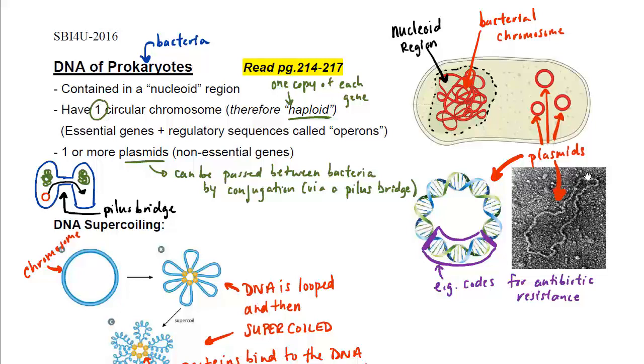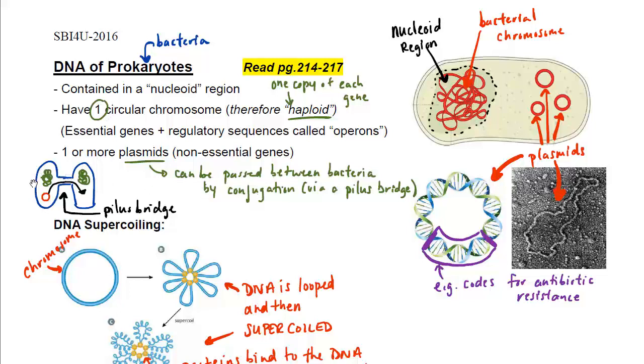So this is what it actually looks like in an electron micrograph picture. This is a little circular small ring of DNA. What's tricky about the plasmids is that once they've got one, and they've got a little bit of an added bonus of information, these little tricky bacteria, they can pass it between each other by something called conjugation.